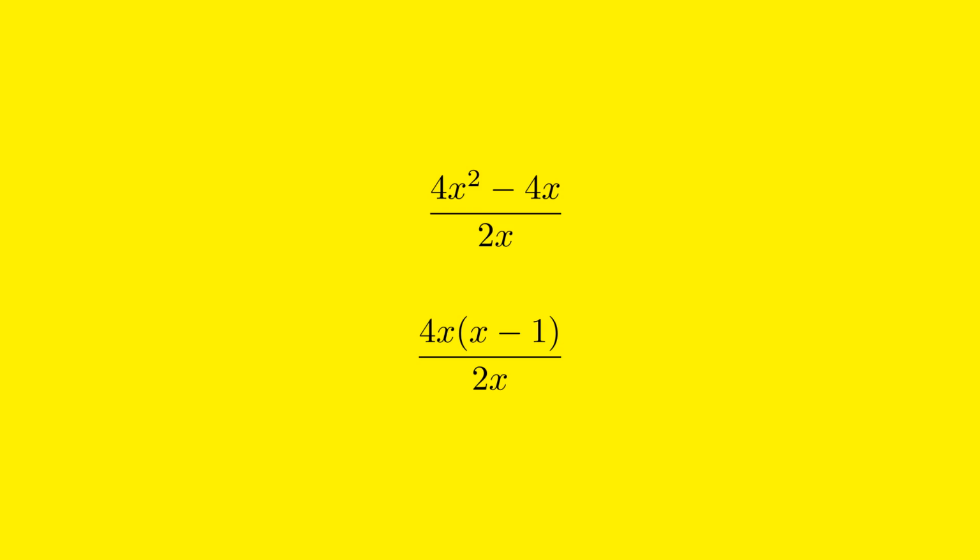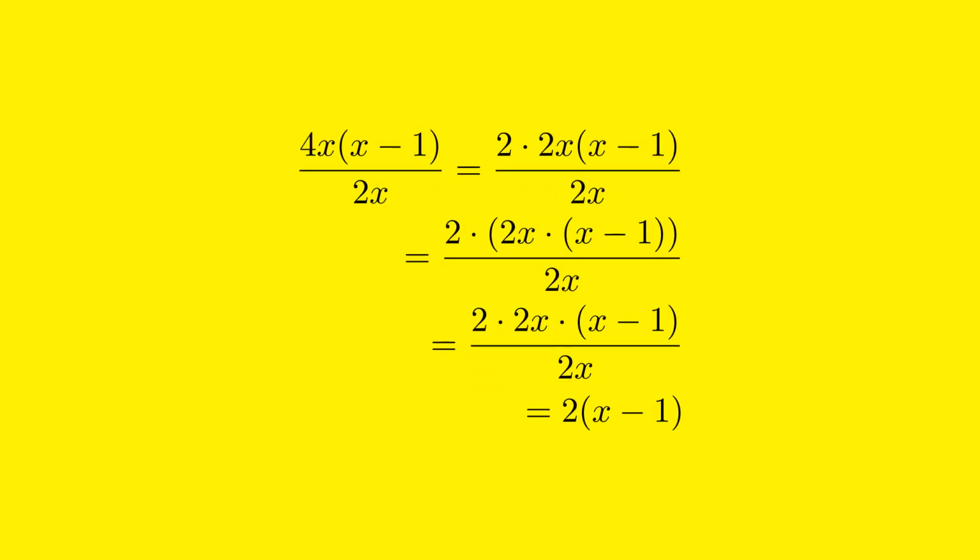This means rewriting 4x squared minus 4x as 4x times x minus 1. Now our expression looks like this: 4x times x minus 1 over 2x. We've now factored the numerator by identifying and extracting the greatest common factor, which simplifies the expression for subsequent steps.